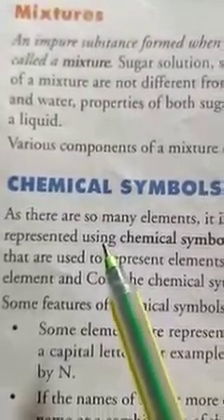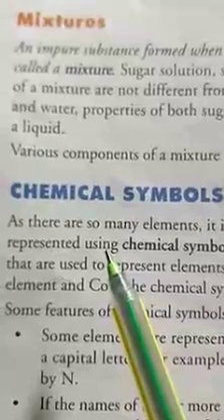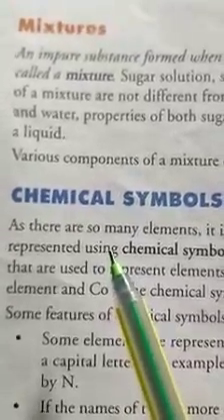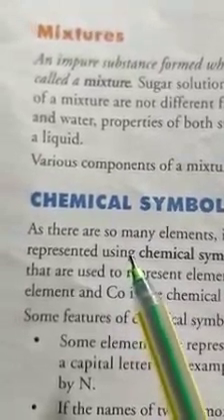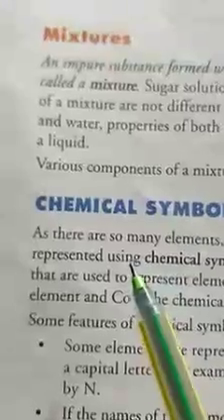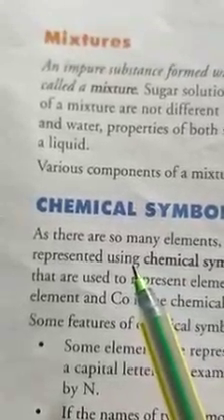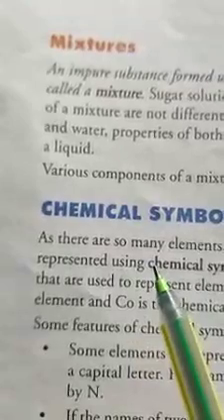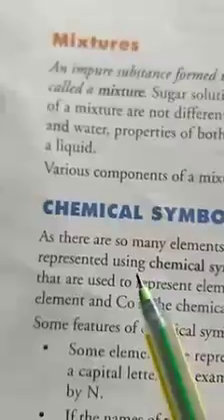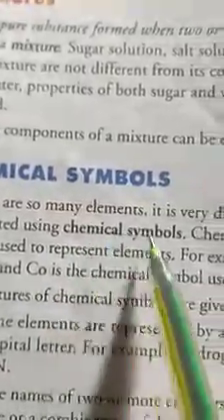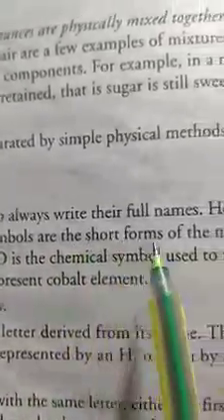Then John Dalton, an English scientist, improved these symbols, but with the increase in the number of known elements, this method became very tedious. To overcome this, abbreviations are used to represent elements. These abbreviations are called what? Chemical symbols. Chemical symbols are the short forms of the names of elements that are used to represent elements.